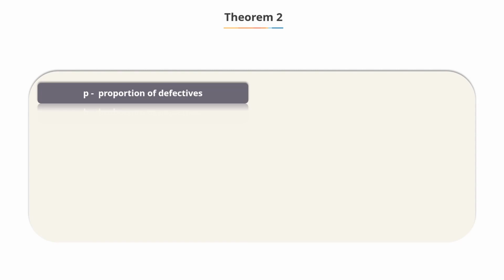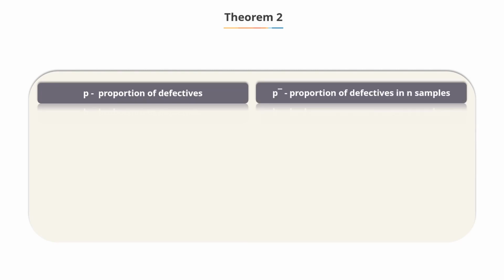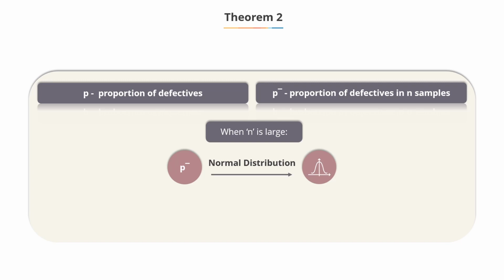Suppose P is the proportion of defectives in a lot. Let P bar denote the proportion of defectives in a sample of size n. When n is large, P bar follows the normal distribution with mean P and standard deviation square root of P multiplied by 1 minus P by n.